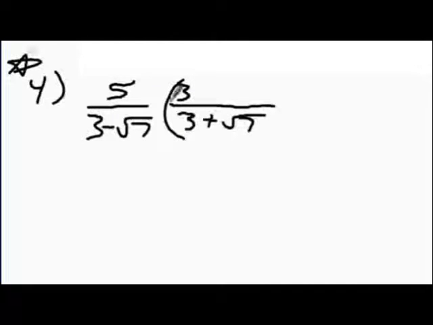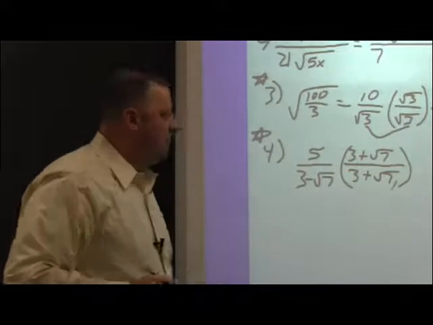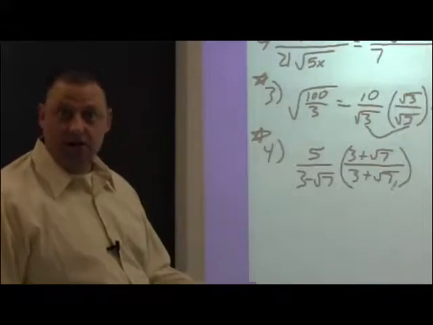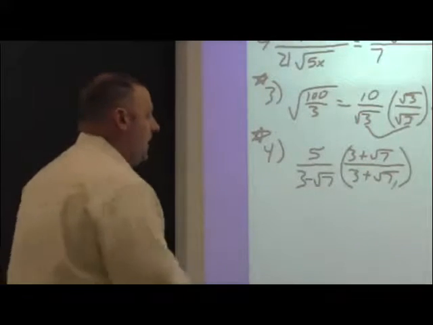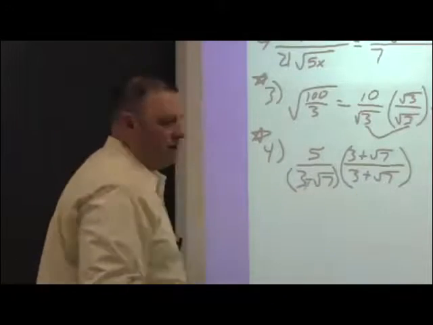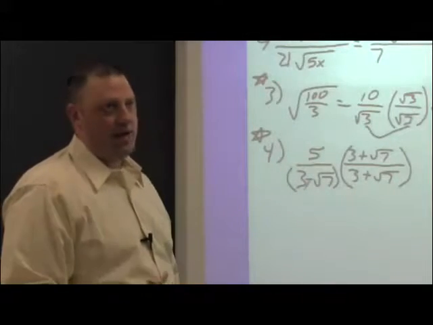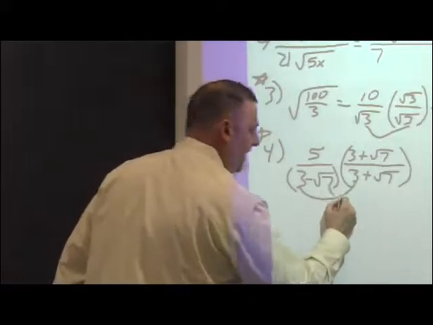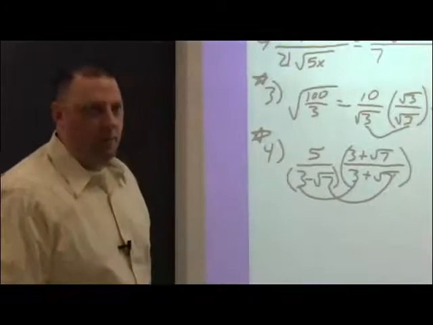Do the same thing to the top. That's the same number on top of each other. 3 plus radical 7 over itself is 1. You're not changing anything when you multiply by it. Now, here's what you do. When you have a binomial times its conjugate, you really don't have to FOIL. You don't have to do the first, outer, inner, last. You just have to do the first and the last because the O and I parts of FOIL will cancel.